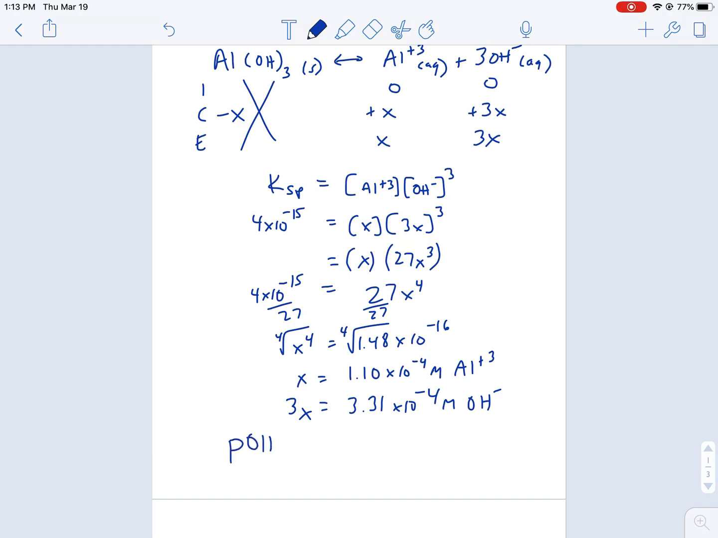So if we take the negative log of this quantity, that's going to get us the pOH value. And so we get a pOH of 3.48. We'll subtract from 14 to get the pH, and so we get 10.52. So again, we're just taking two old ideas and combining them together. So again, KSP and pH equation stuff. So again, there is our pH for aluminum hydroxide.